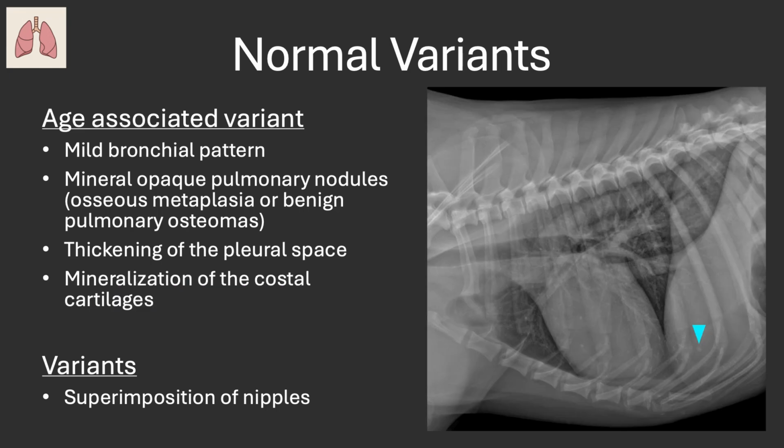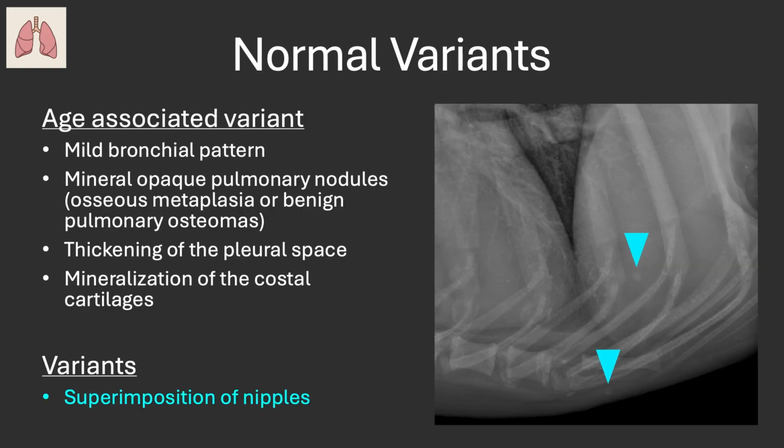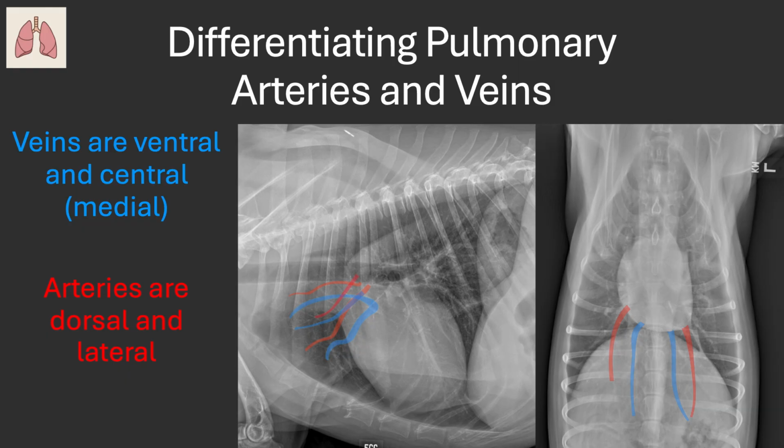Additional variants that should be differentiated from disease include superimposition of normal soft tissue structures, such as superimposition of nipples, noted by the turquoise arrow. These can be differentiated by identifying these are not superimposed over the lungs on other views, identifying a paired soft tissue nodule or opacity, as noted by the two turquoise arrows, and by pasting barium paste on the nipple and repeating the radiograph.